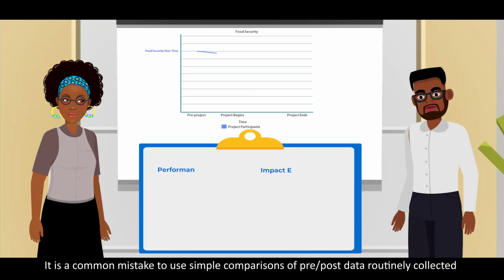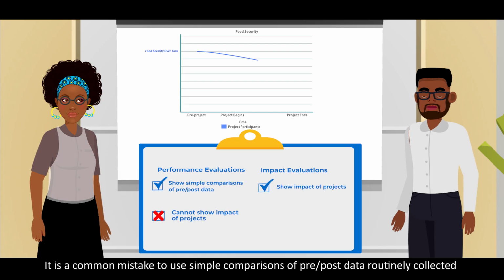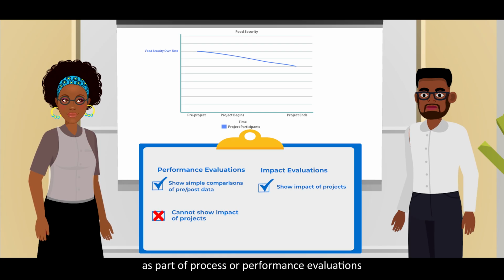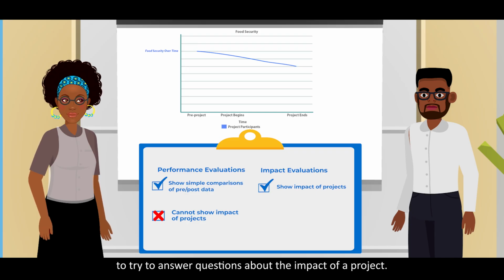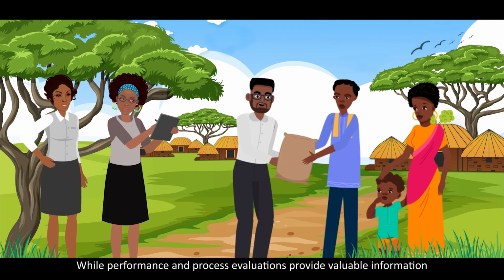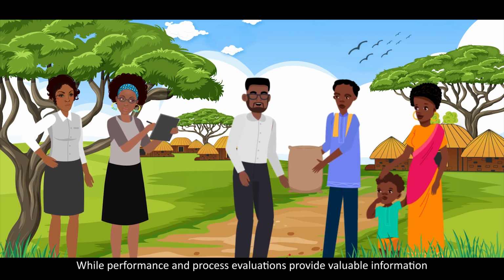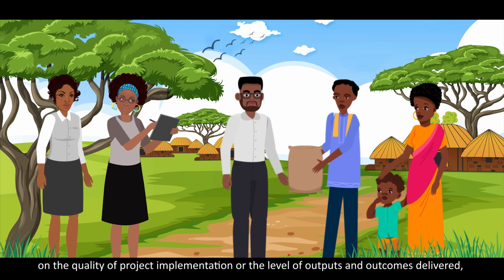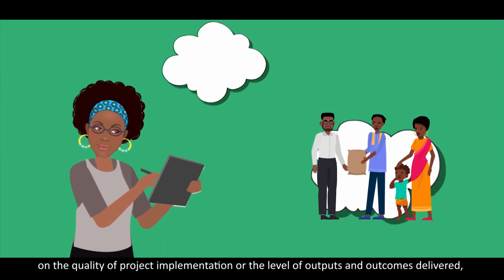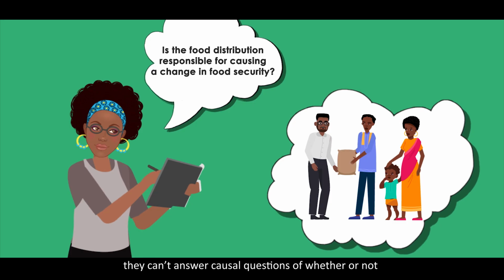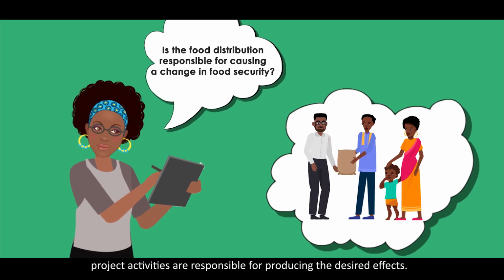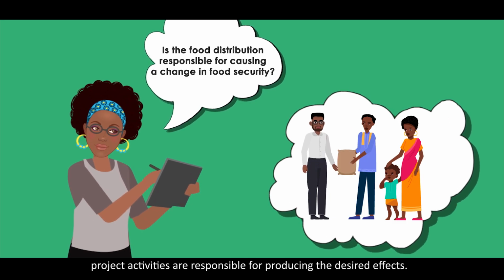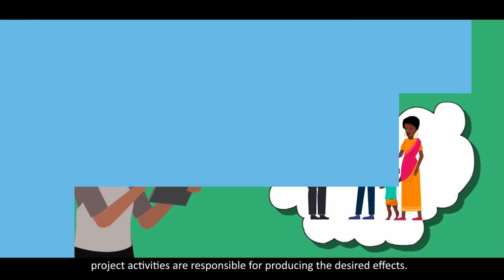It is a common mistake to use simple comparisons of pre- and post data routinely collected as part of a process or performance evaluation to try to answer questions about the impact of a project. While performance and process evaluations provide valuable information on the quality of project implementation or the level of outputs and outcomes delivered, they can't answer causal questions of whether or not project activities are responsible for producing the desired effects.